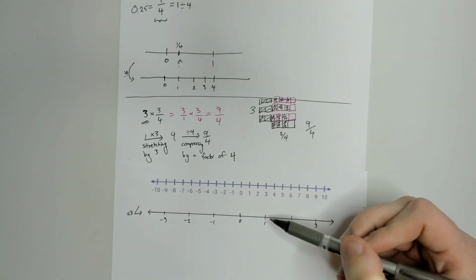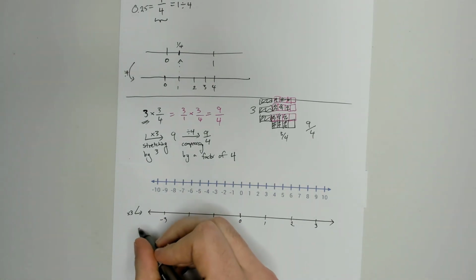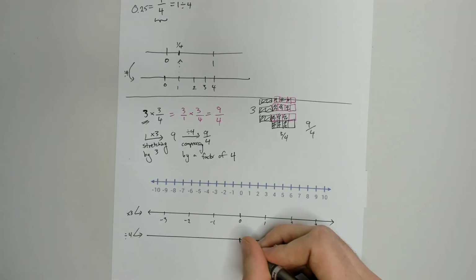So now we see, okay, 1 lines up with 3 since 1 times 3 equals 3. 2 lines up with 6 since 2 times 3 equals 6. And then what we're going to do is we're going to take this number line here and we're going to divide by 4. So we're compressing now. So now all of these are going to be 4 times smaller.